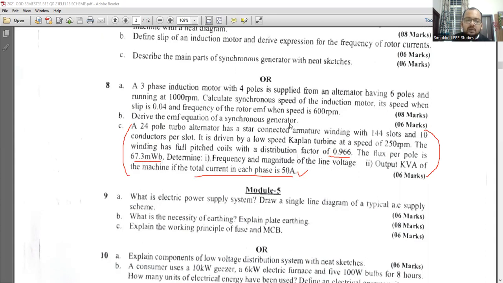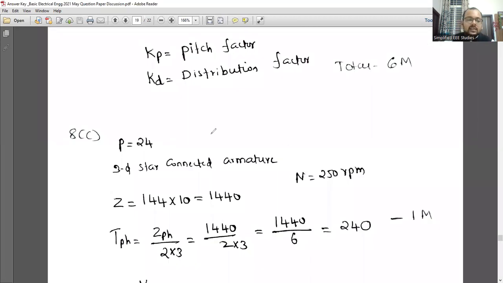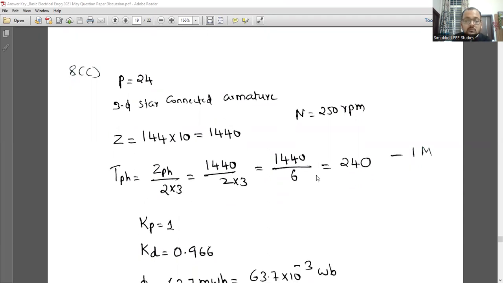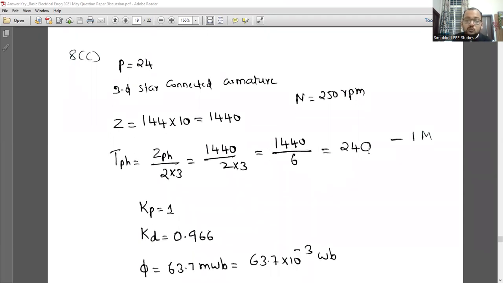Very simple, don't worry. So I have already solved. I request everyone to solve once again. See, pole, then conductor. How to calculate conductor? 144 into 10. That is 1440. But I require conductor per phase. Okay, turn per phase I have to calculate. Turn per phase is nothing but conductor per phase divided by 2. Since it is 3 phase, I will be dividing by 3. So Z phase divided by 2 into 3. Therefore, I can confirm it as 240.